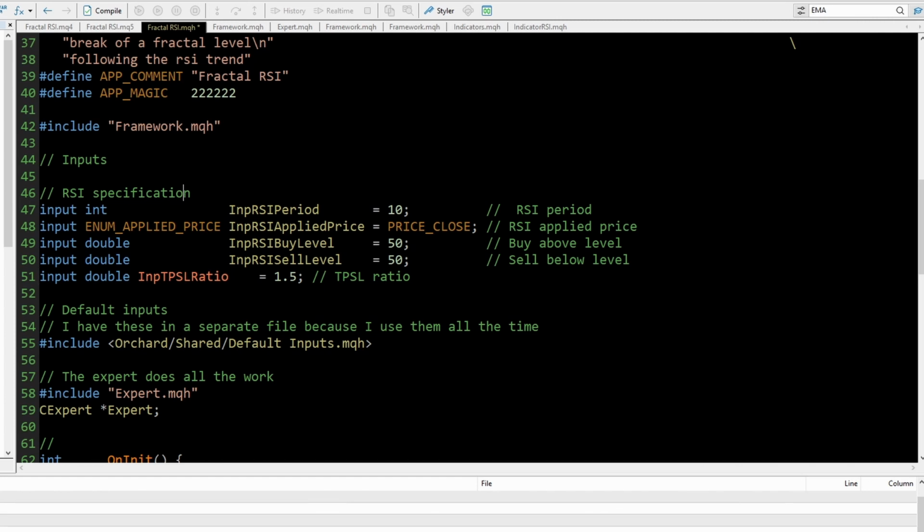So now it's an RSI specification. The RSI has a period, which I'm just setting a default of 10. You can change that to whatever you like. And an applied price, the RSI applied price, which I'm defaulting to closing price.